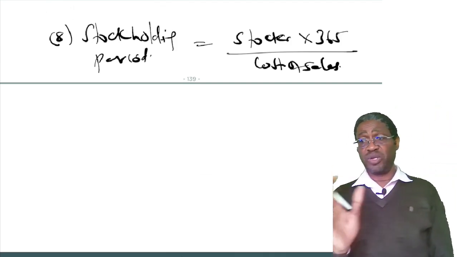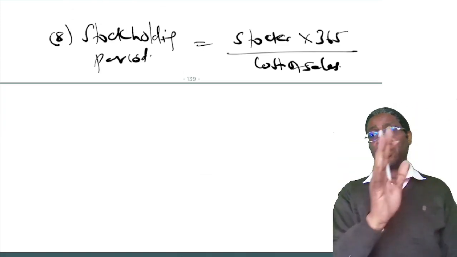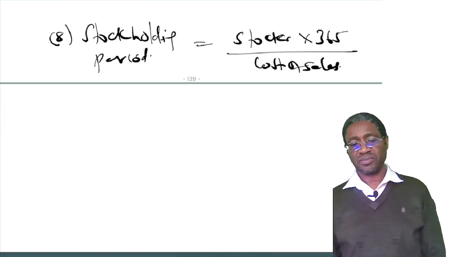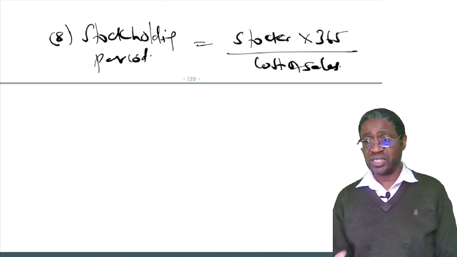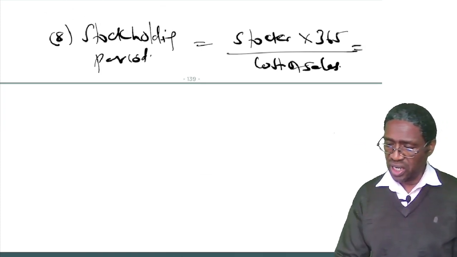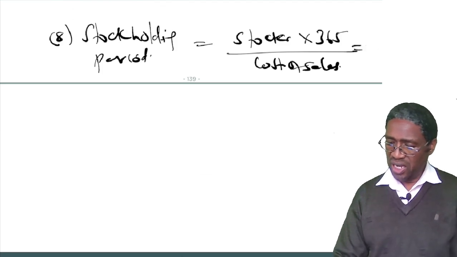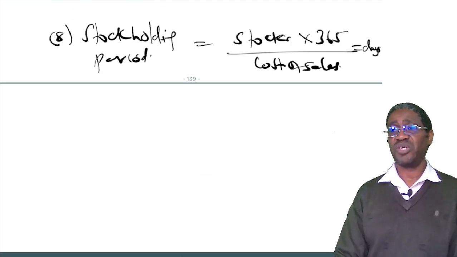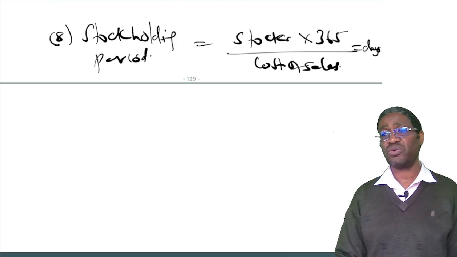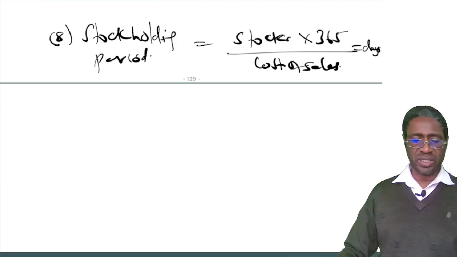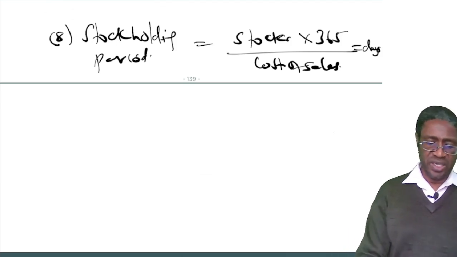Then you say something below that. You remember debtors collection period was how many days it takes to collect from debtors. Creditors collection period was how many days it takes to pay creditors. Now put down the interpretation for this one. This ratio indicates the number of days. Go back. The formula should be expressed in terms of days. I forgot to mention equals to days.